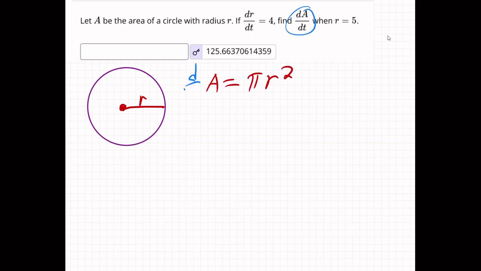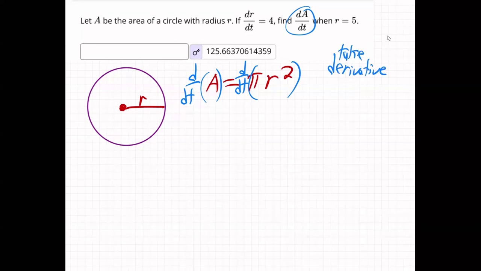So it makes sense. I'm going to go d/dt of the left side and d/dt of the right side. So I'm going to take the derivative implicitly of both sides. So it's implicit. Why is it implicit? Because t is different than A or r, right? If it's a different letter, that's implicit. How do I know it's t? Well, they all have dt in the bottom.